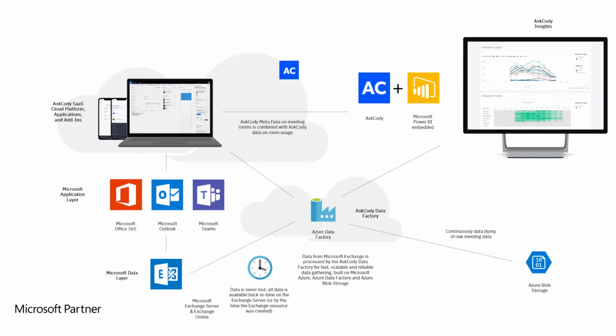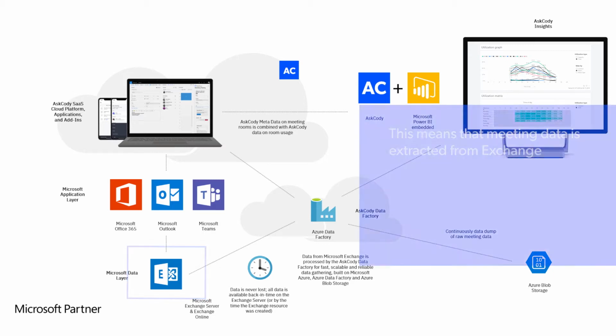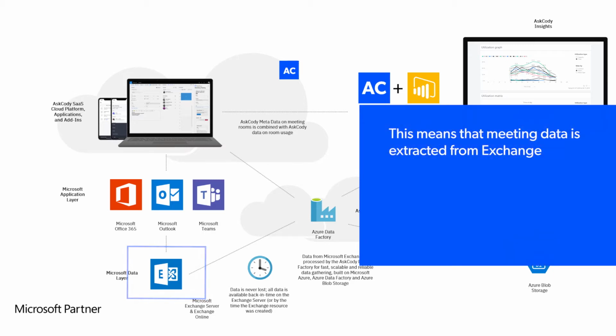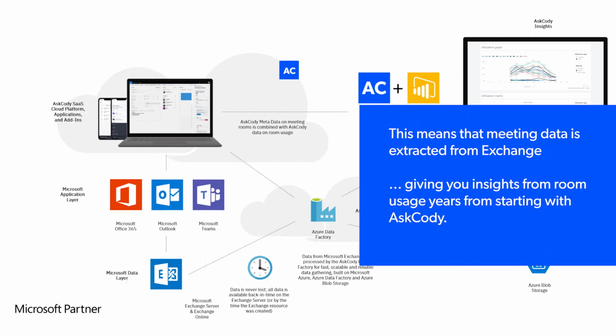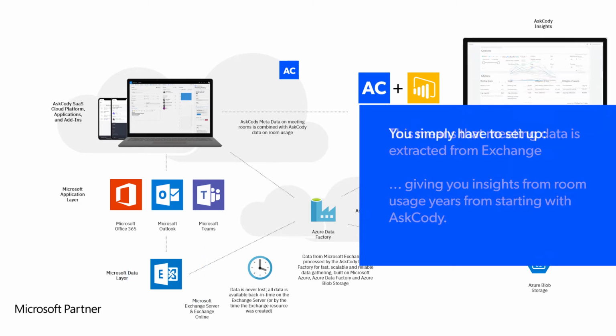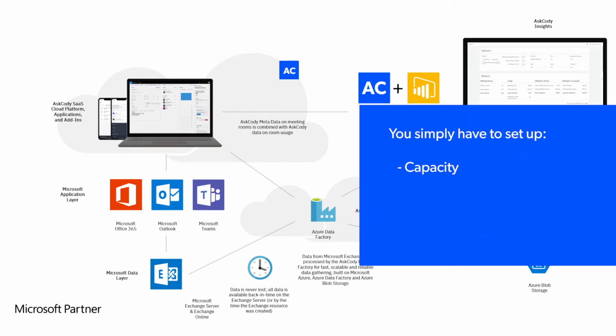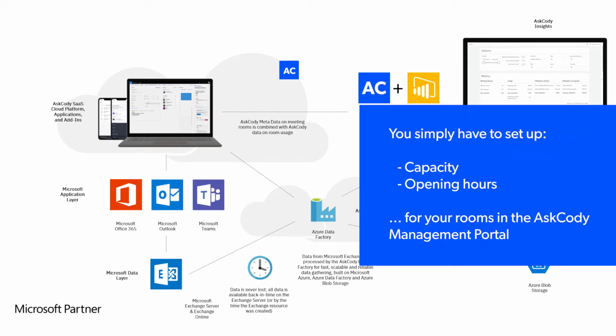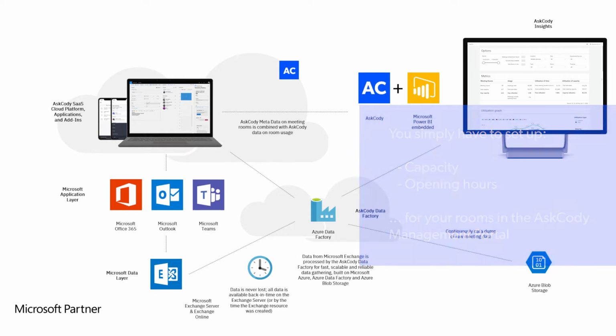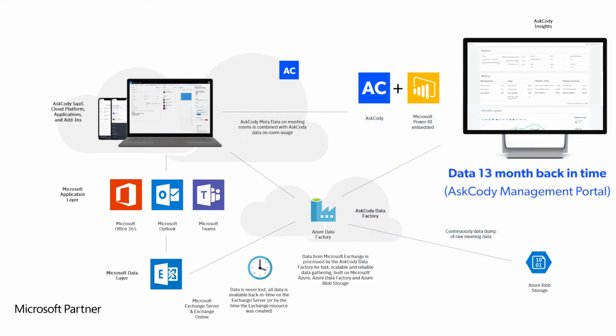AskCody Workplace Insights is, like the rest of the AskCody platform, built on and integrated with Microsoft Exchange. This means that meeting data is extracted from Exchange, giving you insights from room usage years before starting with AskCody. You simply have to set up the capacity and opening hours for your rooms and you're good to go. We offer 13 months trailing back in time in our management portal and access to 3 years of data back in our AskCody Azure Blob Storage.